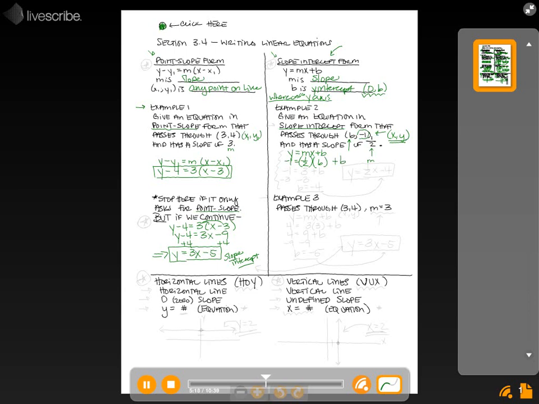Now we're going to simplify that, and we're going to figure out what b is. So -1 equals 1/2 times 6. That's really 3 plus b. Subtract 3 from both sides. So now b is -4.